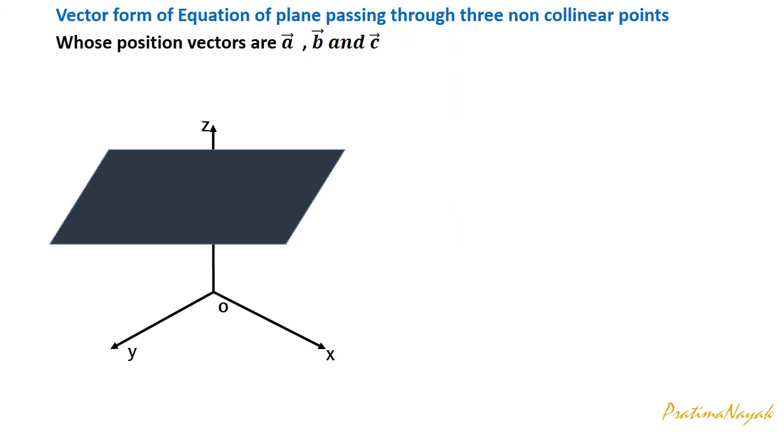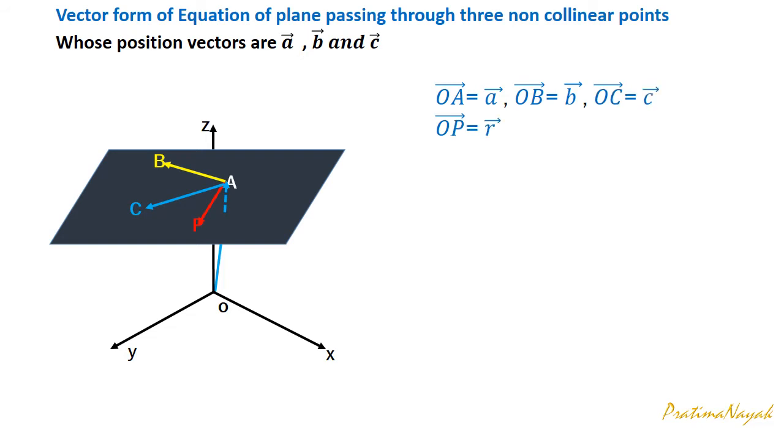Now we will get the vector equation of a plane passing through three non-collinear given points whose position vectors are vector A, vector B and vector C respectively. So OA vector is equal to A vector, OB vector is represented by B vector and OC vector is represented by C vector, when O is the origin. Now let us take OP, a variable vector on the plane. So let it be represented by R vector.